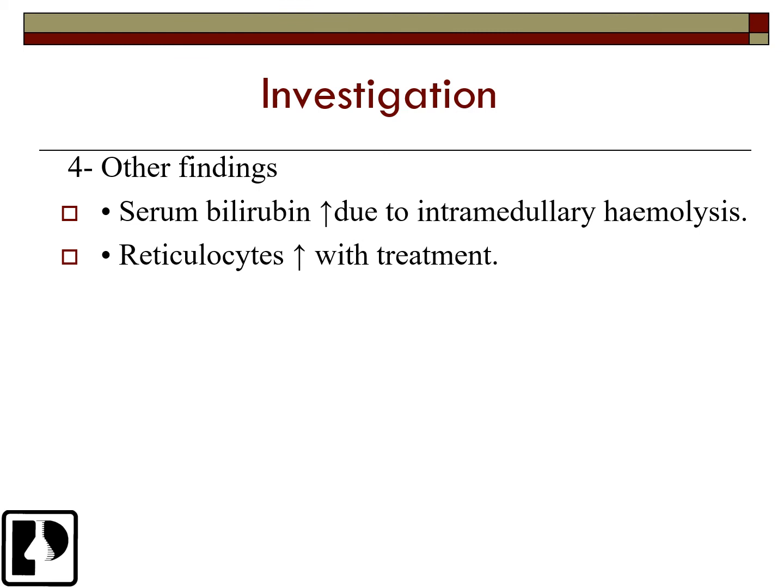Other investigation: serum bilirubin, due to increased intramedullary hemolysis, will be increased, mainly indirect because we have hemolysis. Reticulocytosis will be increased. What is the reticulocyte? Reticulocyte is the small RBC released from the bone marrow, and these RBCs are not functioning well. Sorry, the RBCs are not mature well, so they come to the peripheral blood and are not mature yet, so the reticulocytes will increase.